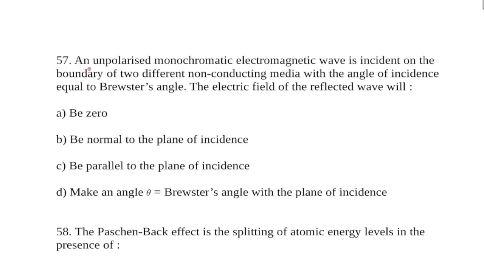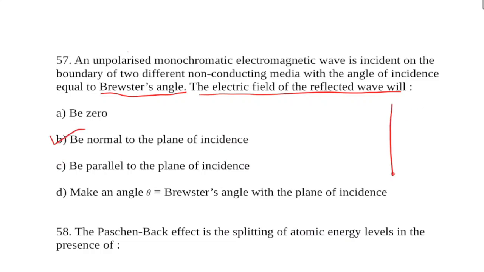Next, 57. An unpolarized monochromatic electromagnetic wave is incident on the boundary of two different non-conducting media with the angle of incidence equal to Brewster's angle. That means the unpolarized light will get reflected, and the reflected ray will get polarized. The electric field of the reflected wave will be normal to the plane of incidence.